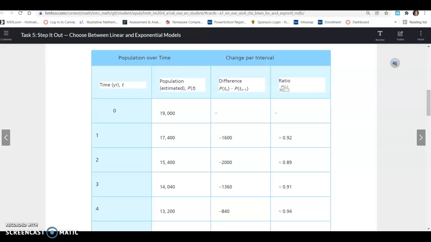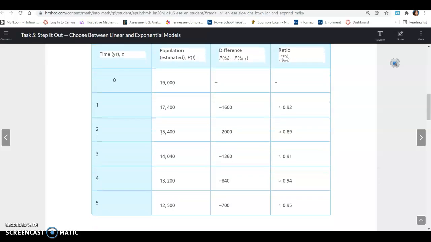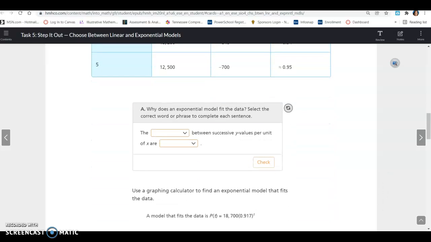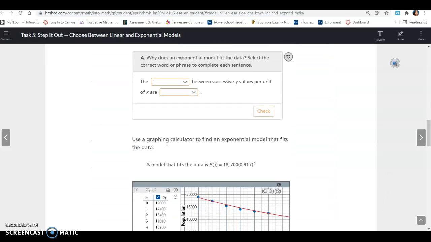All right, so it says population over time and change in intervals. So you've got time from 0 to 5 years, and we've got the population of sea turtles go from 19,000 down to 12,500. So this is their difference. So we've got negative, negative, negative, negative, negative, but these are all changing. And then we've got a ratio, 0.92, 0.89, 0.91, 0.94, 0.95. So these are all different, but they're kind of similar. Okay, they're kind of close. Closer than the difference, that is.